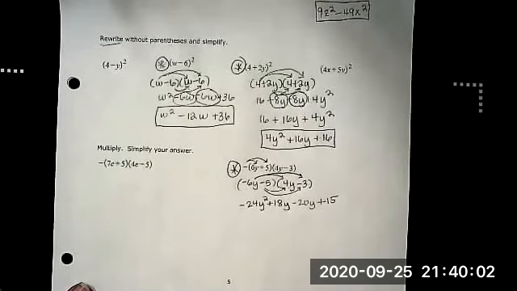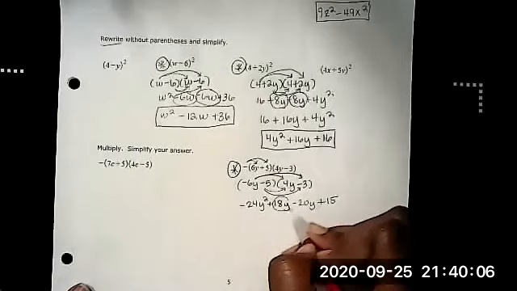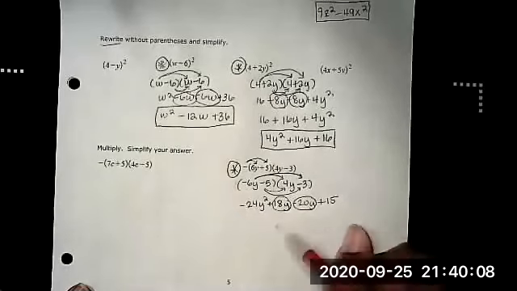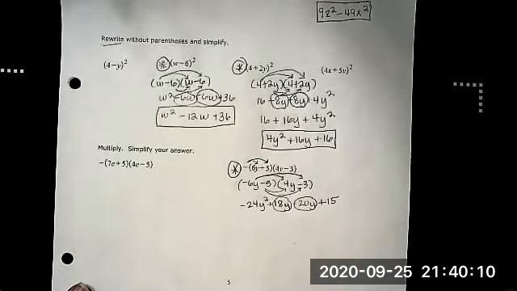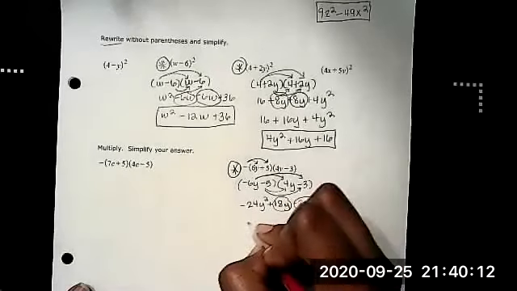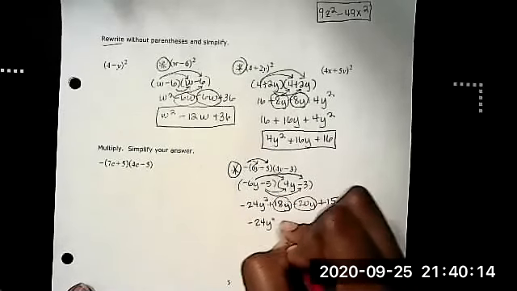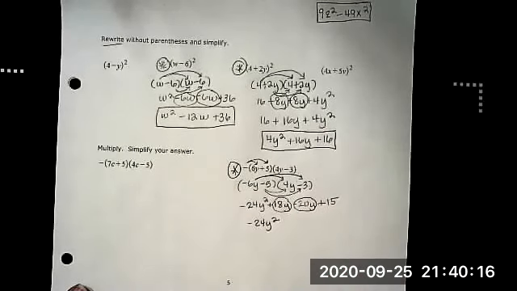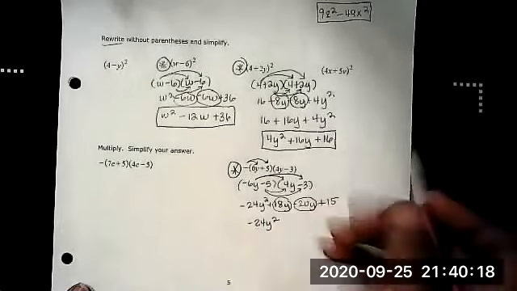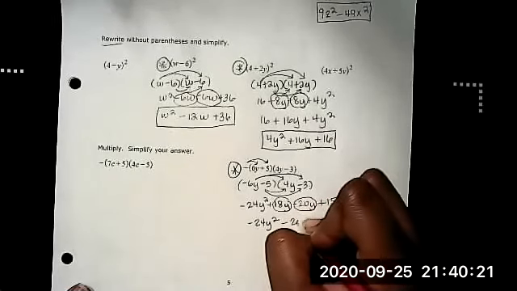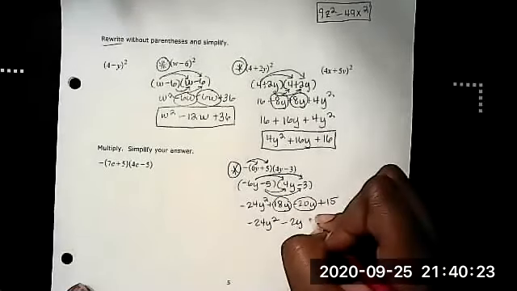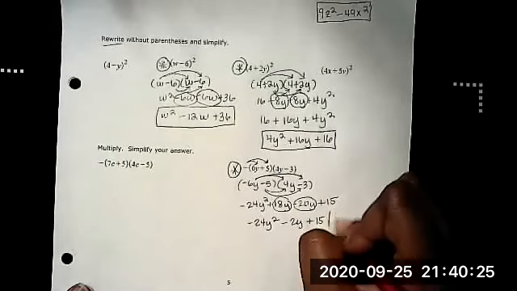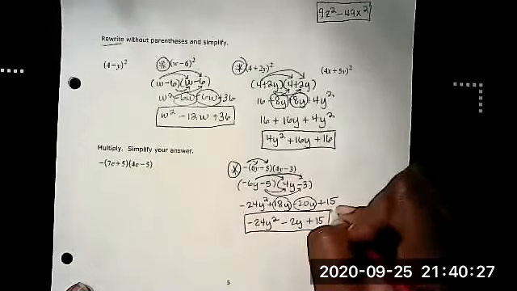Multiplying with the same base is adding exponents. So when you're adding, like right here, you do not worry about the exponents. You're just going to add the numbers and keep the letter. So this becomes negative 24y squared. And then I have, what is it, positive 18, negative 20. That becomes negative 2y. And then plus 15. That is my answer there.